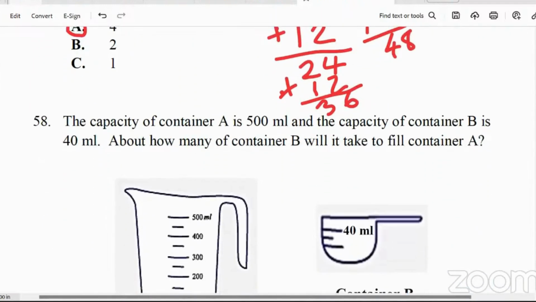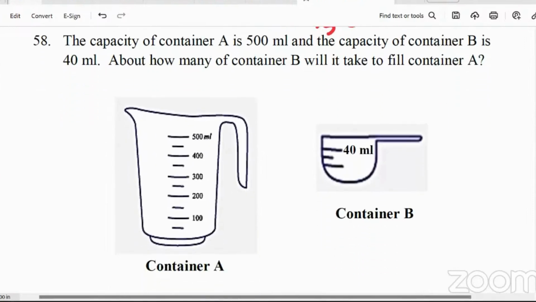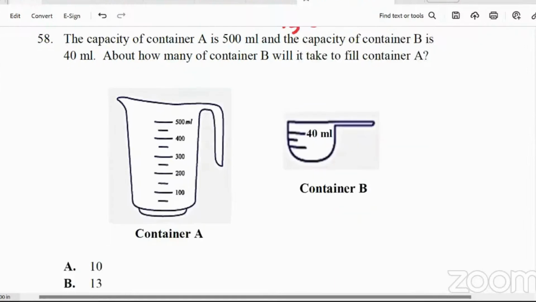All right, question 58. Almost finished, guys. The capacity of container A is 500 milliliters, and the capacity of container B is 40 milliliters. About how many of container B would it take to fill container A? Container B holds 40 milliliters, and container A has a capacity of 500 milliliters. So how many of container B can we use to fill container A? Let me make it smaller so we can see the options.